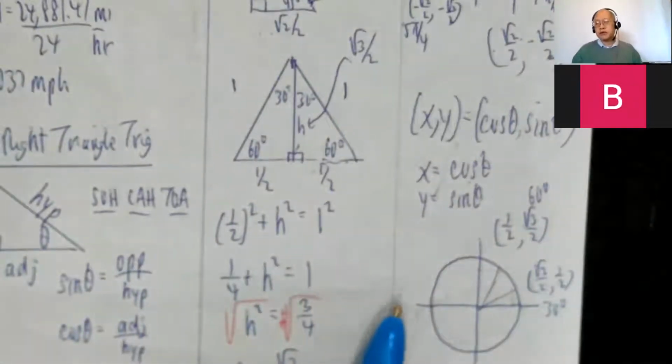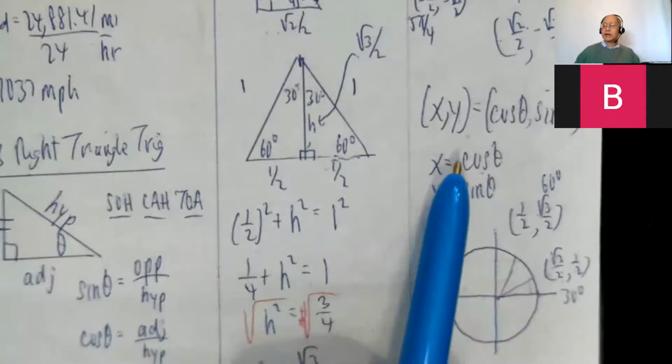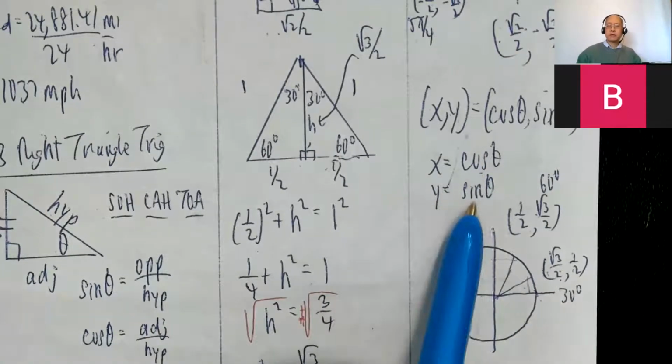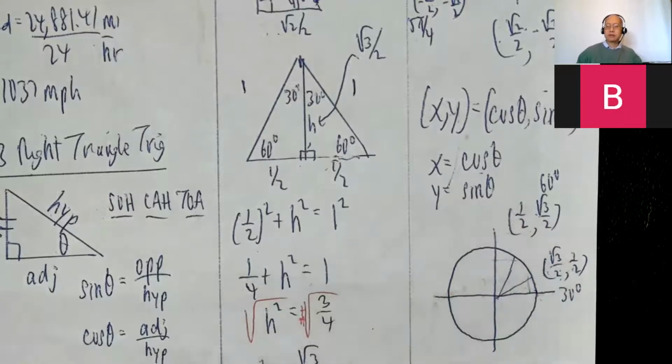Okay, so you want to think of this picture if possible, right? On a unit circle, x comma y is the same as cosine theta, sine theta, where x is cosine theta, y is sine theta. And we have these special angles.